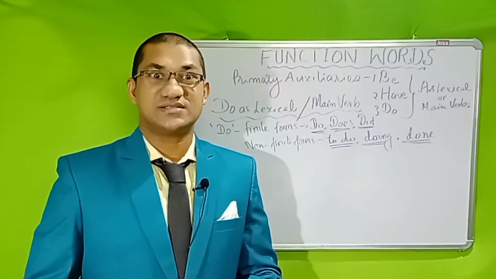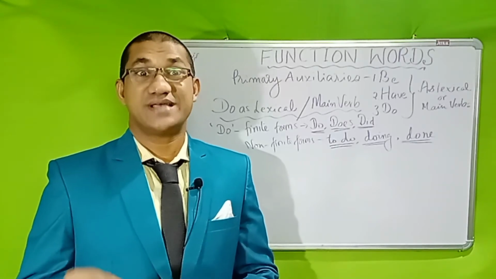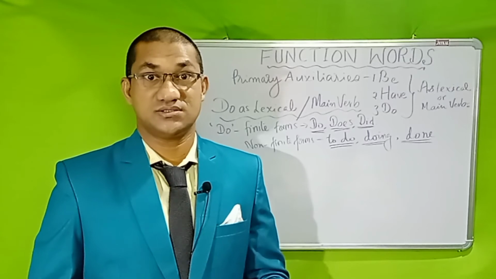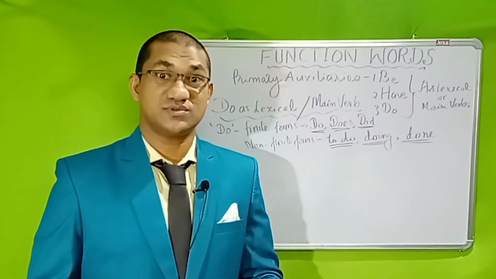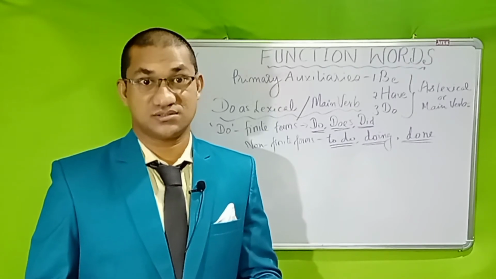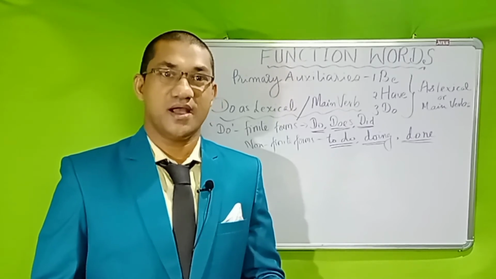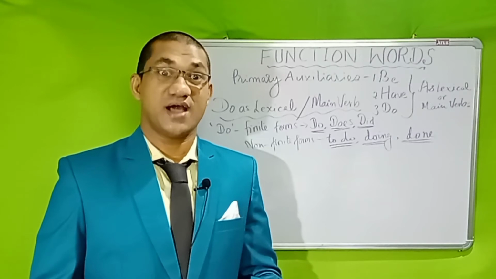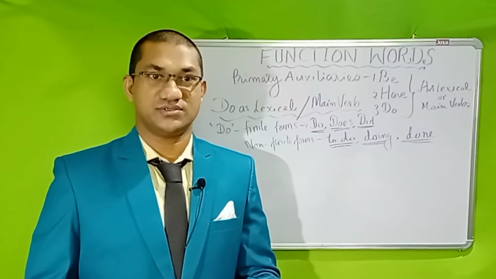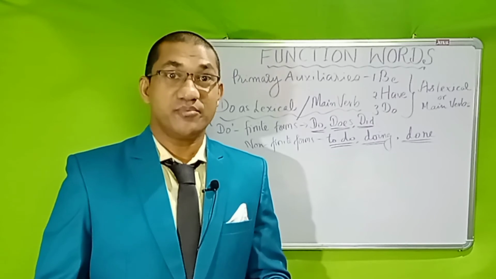Previous day, we discussed the function words, especially the second category of the function words. Under the function words, we have articles, auxiliaries, demonstratives, quantifiers, prepositions, pronouns, conjunctions, and interjections. Of that, we are discussing the auxiliaries. Among the auxiliaries, we have different types: the primary auxiliaries, modal auxiliaries, and semi-auxiliaries. Among the three, we are discussing the primary auxiliaries.